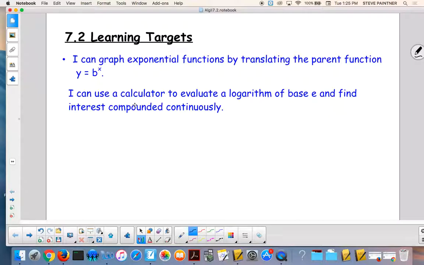All right, ready? Today you will graph exponential functions by translating the parent function y equals b to the x. This is the parent. I'll repeat this in the next slide. I can also use my calculator to evaluate, cross this out, cross this out, cross this out. I can use my calculator to evaluate base e and find the interest compounded continuously. That's the last thing we're going to do. It's just a formula. It's really easy. Okay.